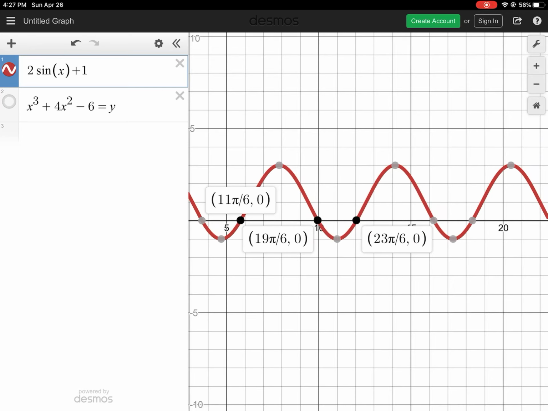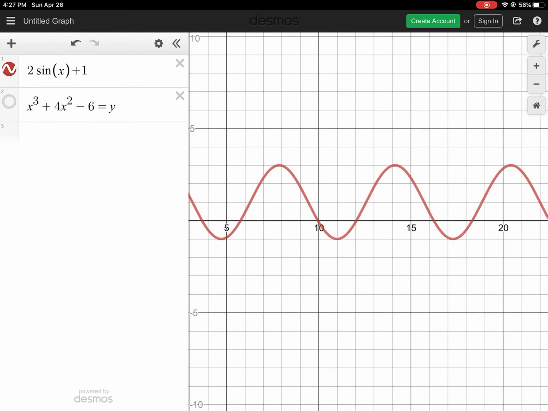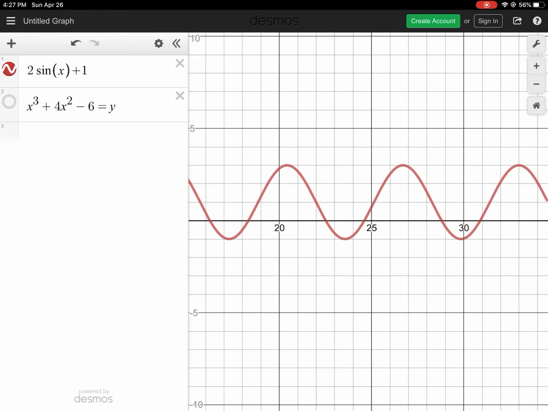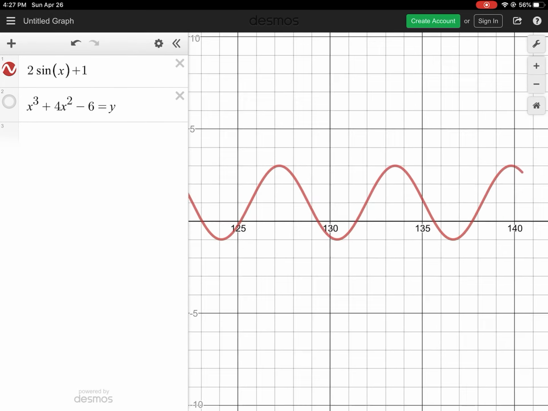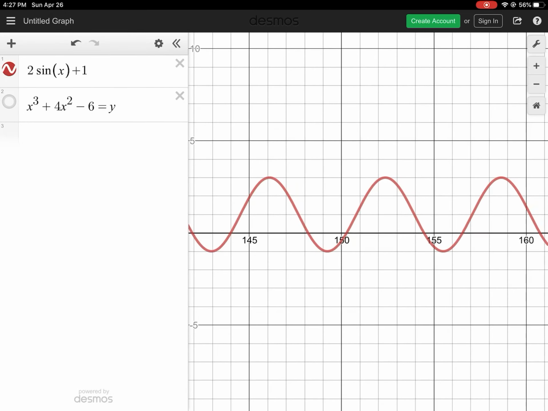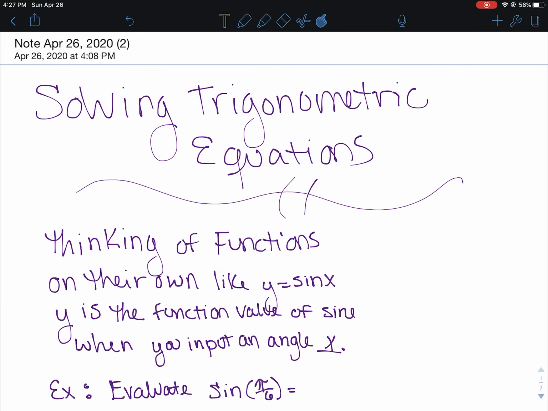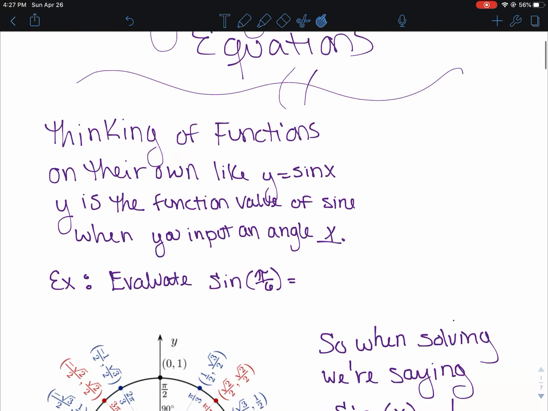So there's an infinite number of solutions to trigonometric functions because these functions are what we call periodic. They continue in the same fashion with the same function values forever and ever. You could keep scrolling Desmos till your fingers fall off. You're never going to run out of graph, right? So let's talk about what that means algebraically, all right?